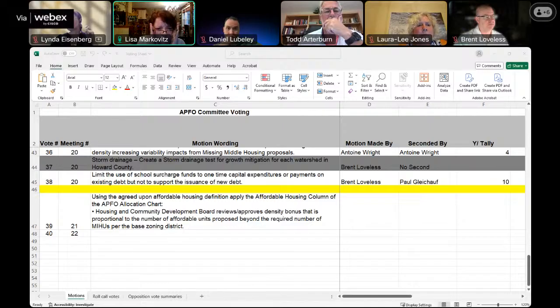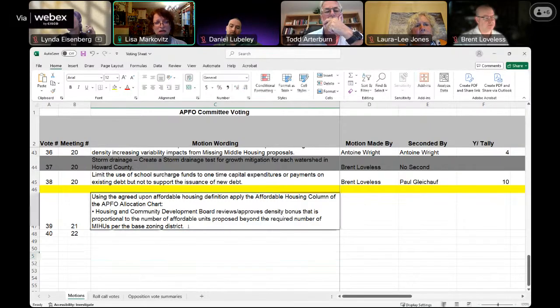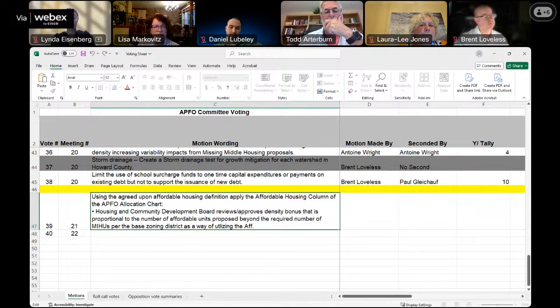Housing and Community Development Board reviews, approves density bonus that is proportional to the number of affordable units proposed beyond the required number of MIHU per the base zoning district as a way of utilizing the affordable housing allocation column. I will second that. As Linda types in, any further discussion?